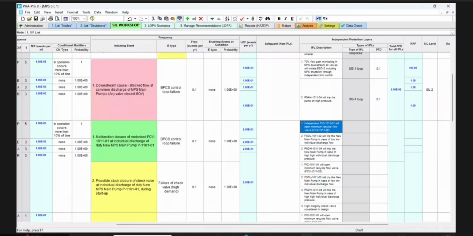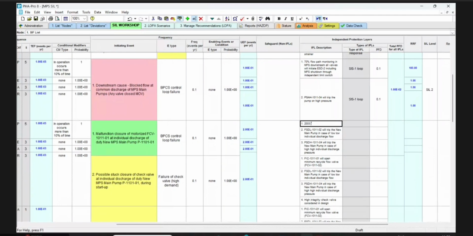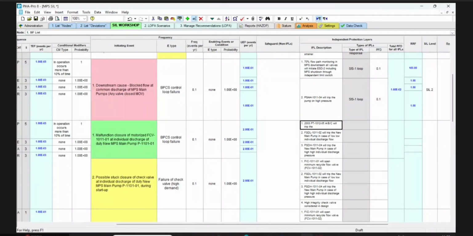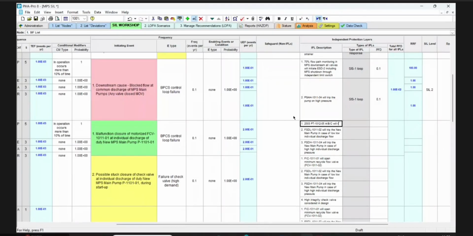Consider that the 2 out of 3 PTs. Okay, can you dictate? 2 out of 3 logic. What is the tag number? 2 out of 3 PT, I don't know the tag number. You have to go to the P&ID. Suction side, yeah, suction side. 10-12-05 ABC. Voting 2 out of 3 will trip the running pump and will initiate ESD2.